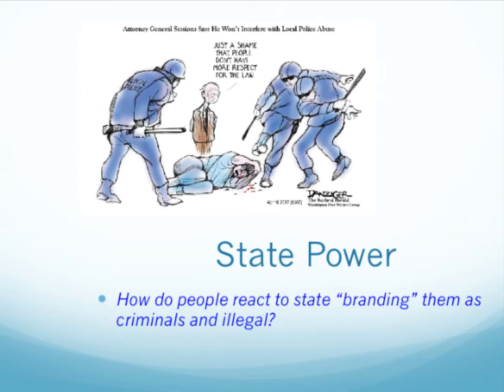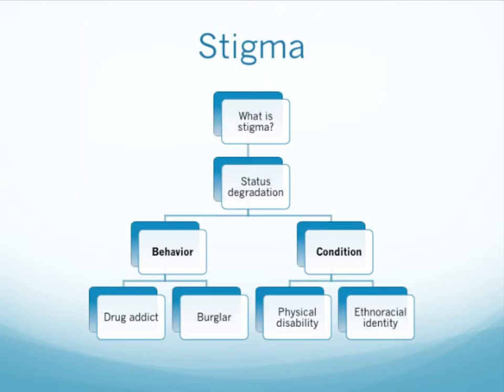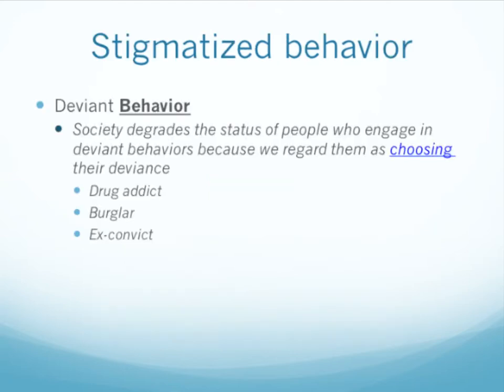Sociologically, we contrast 2 means by which an individual status is degraded. Society degrades the status of people who engage in deviant behaviors because we regard them as choosing their deviance. The drug addict, the burglar, and the ex-convict are examples of persons whose status is degraded because of a perceived choice made by the individual which the rest of society deems worthy of degrading.